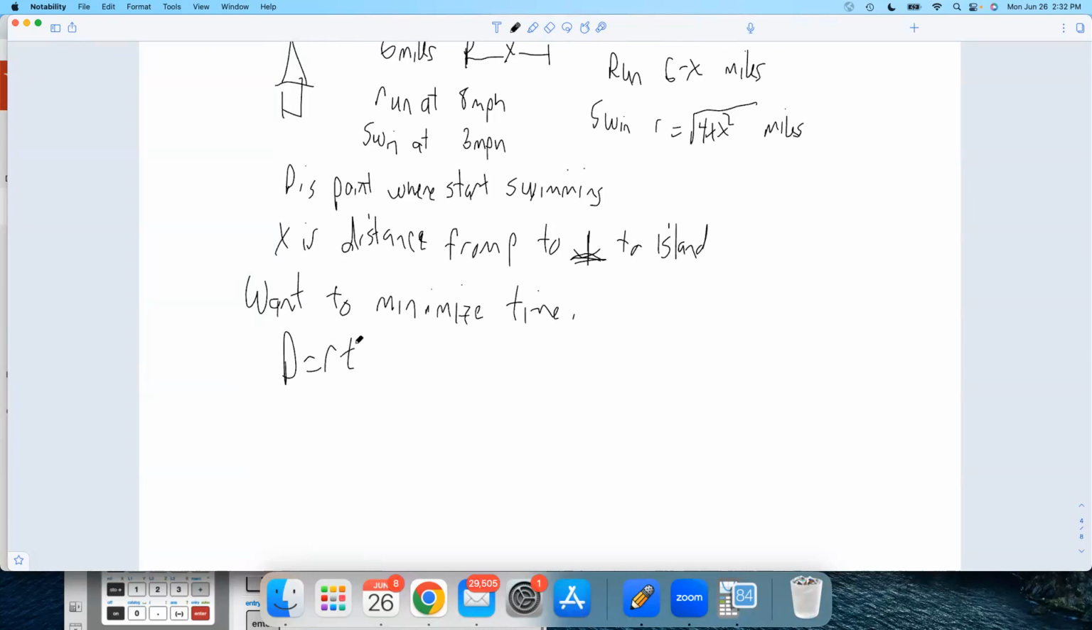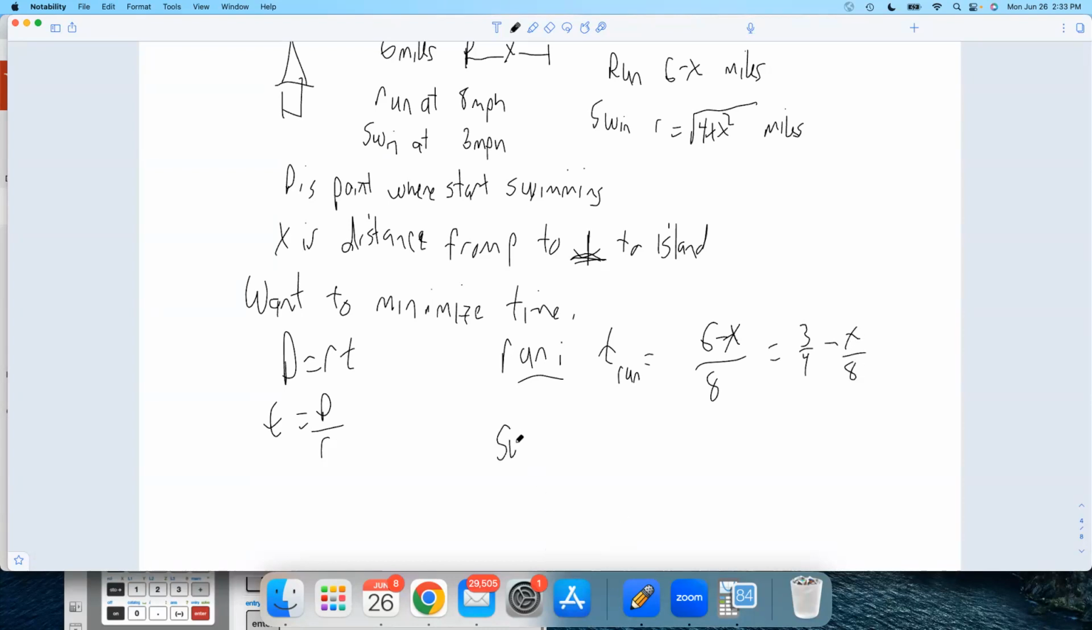We're running at constant speeds. So D equals RT, so time will be distance divided by rate. So our run time, let's call it time run, will be the distance that we're running, 6 minus X, see right there, that's how far I ran, divided by my run speed, 8. I'm going to split that up and call that 3/4 minus X over 8.